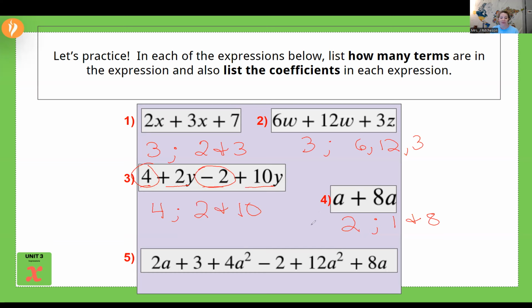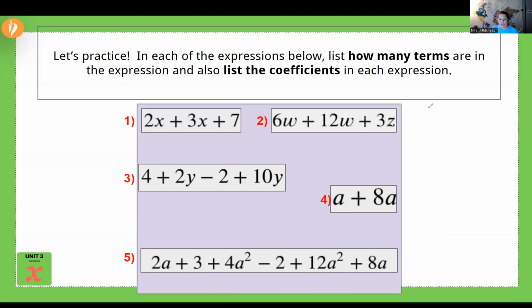And finally, number 5, how many terms are there? 1, 2, 3, 4. I'm going to box in this just to separate everything. 1, 2, 3, 4, 5, 6 terms. And what are our coefficients? They're 2, 4, 12, and 8. All right, on the last one, let me just ask you one more question. What are our like terms? Number 5, what are our like terms?